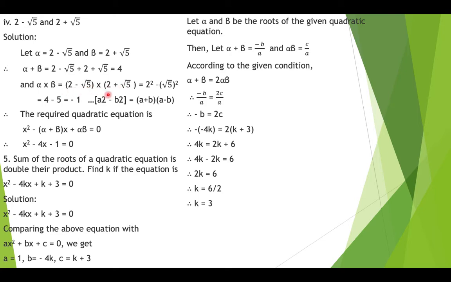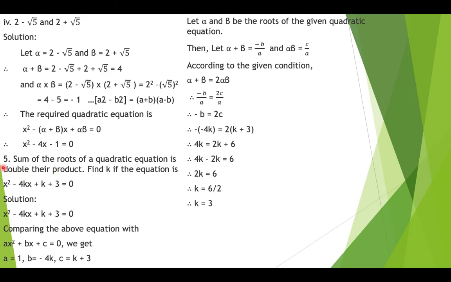So a plus b into a minus b will be equal to a square minus b square. Over here it is 4 minus 5, and 4 minus 5 is minus 1. Therefore the required quadratic equation is x square minus alpha plus beta x plus alpha beta. Alpha plus beta is equal to 4, so it is x square minus 4x minus 1 is equal to 0.